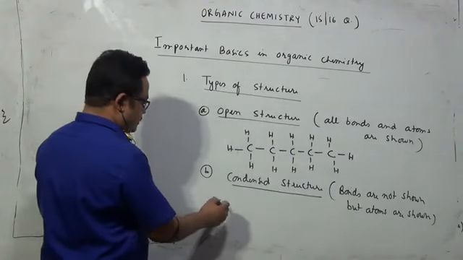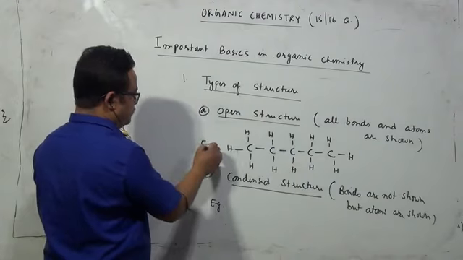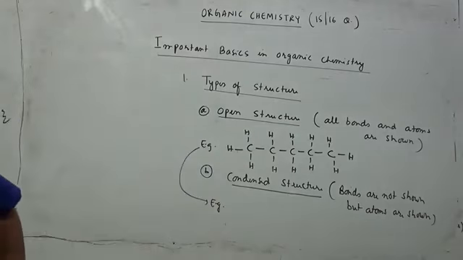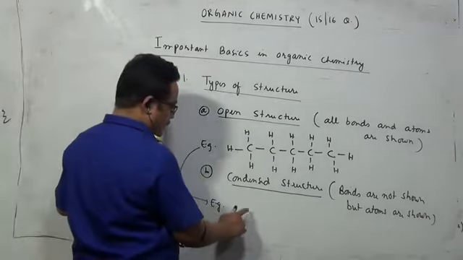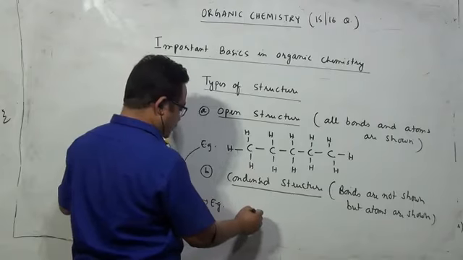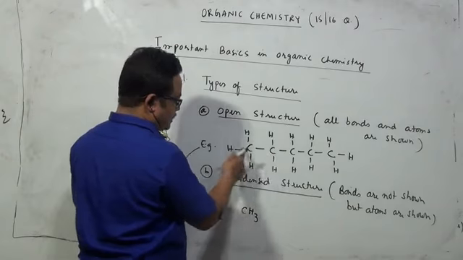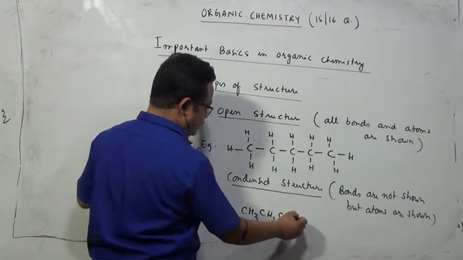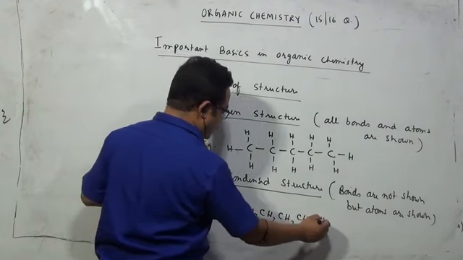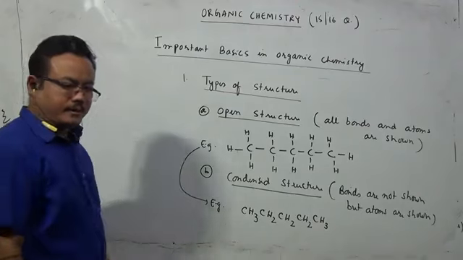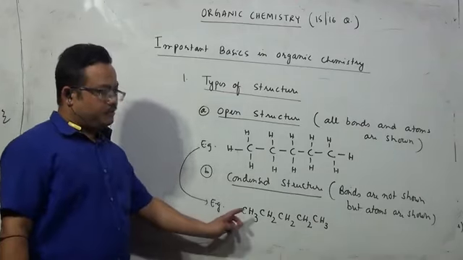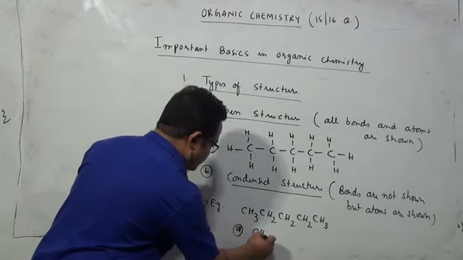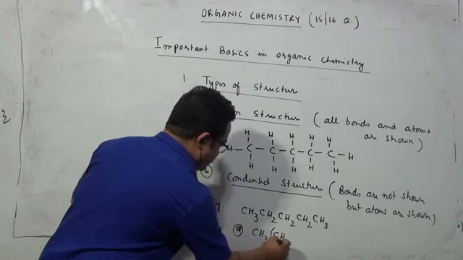Let us see an example for this. Here is the condensed structure. So C has 3, so we say C has 3 hydrogens, and this one is CH2, this one is CH2, this one is CH2, and this one is CH3. Bonds and atoms are not shown here. Or we can write C has 3.